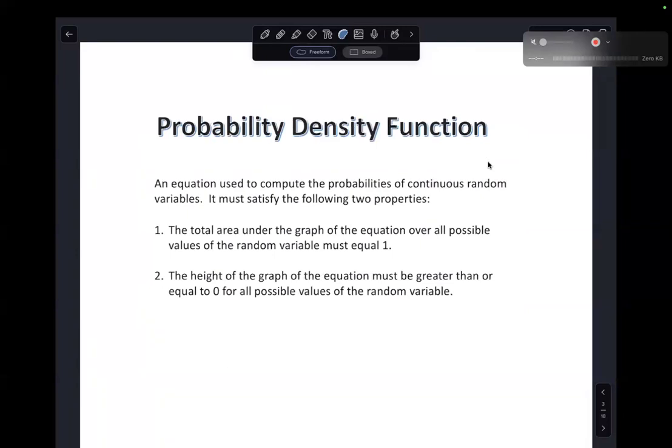So a probability density function. This is what the PDF stands for on our binom PDF. It's a probability density function. In order for us to use the analysis methods that we're going to do, the total area underneath the curve when we graph it is going to be equal to 1, because that's 100% of our data. And the height of the graph has to be greater than or equal to 0, because we can't have a probability less than 0.